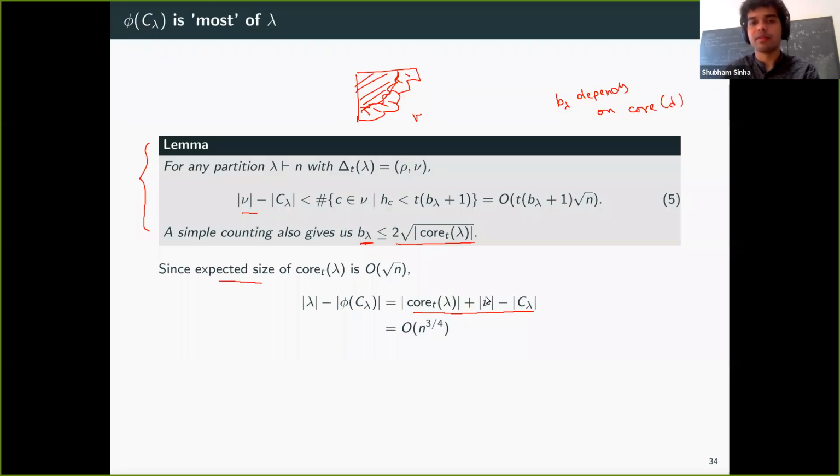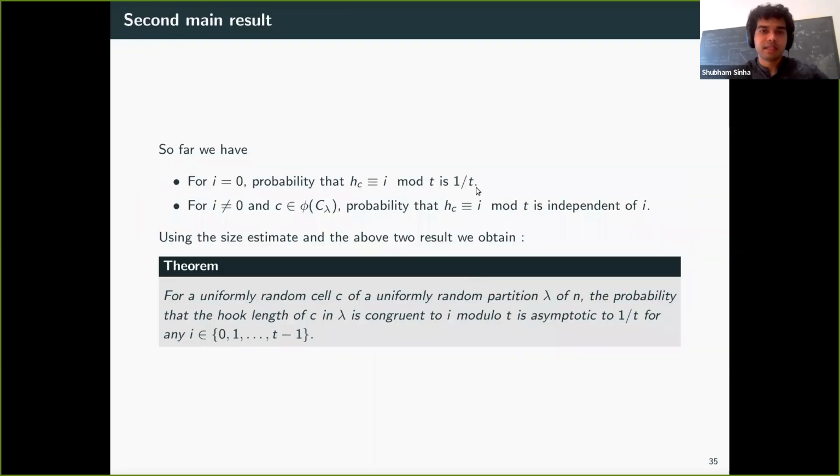It is the majority of the cells, and as I noted, that independence of modular class with respect to i for i not 0, and the first result which we proved for i equals 0, that the probability is 1 over t, we get our result: for a random cell in a random partition lambda, the probability of the hook length to be i mod t is exactly 1 over t.